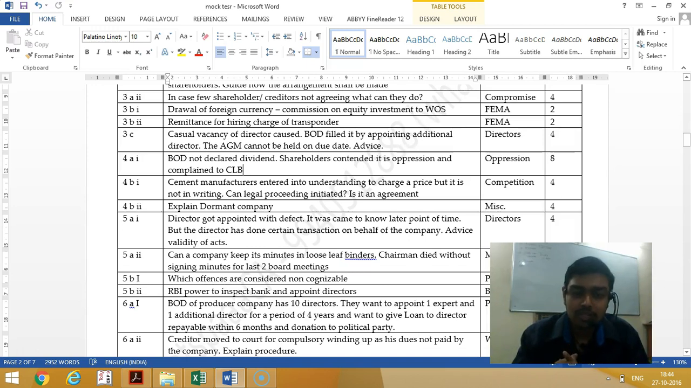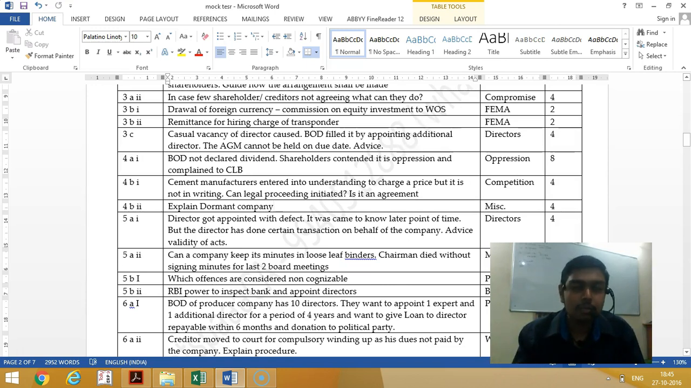Then cement manufacturers entered into an understanding. So it's a cartel. Can legal proceedings be initiated? Yes. Okay. CCI will initiate legal proceedings. They cannot initiate legal proceedings among themselves because it's a cartel. But CCI can initiate the legal proceedings. Then, if it is an agreement or not an agreement, not a problem. Whether it is enforceable or not enforceable, no problem.